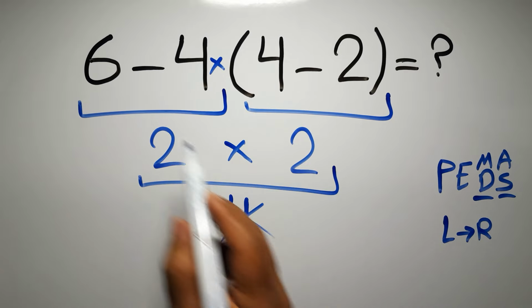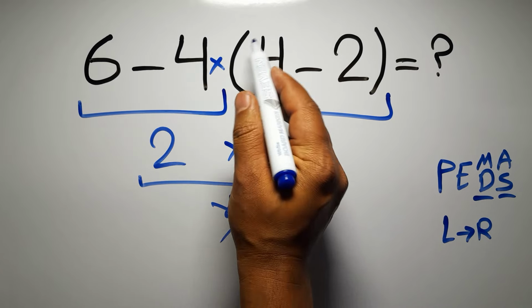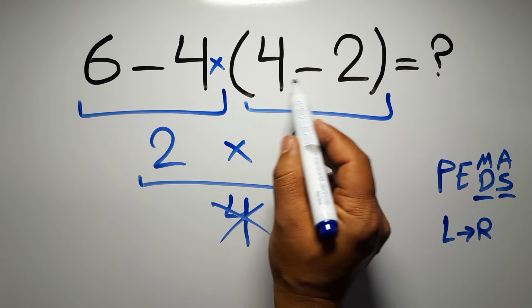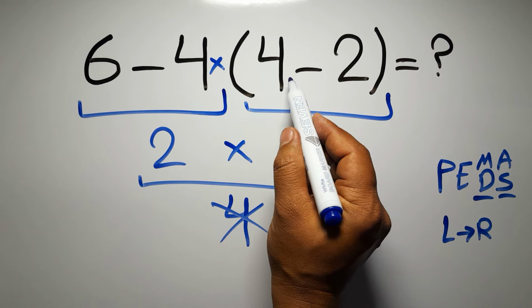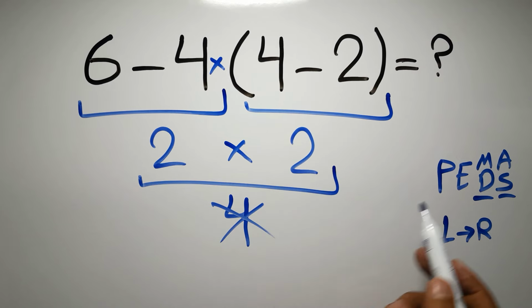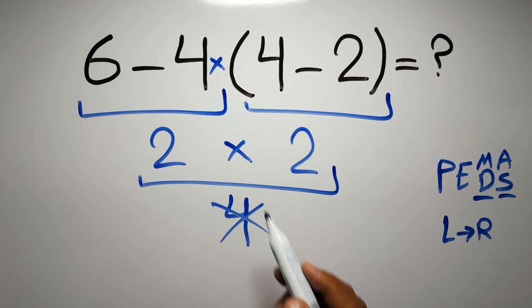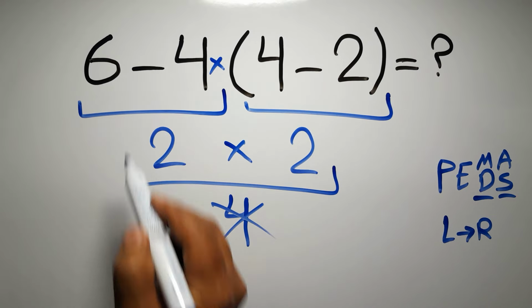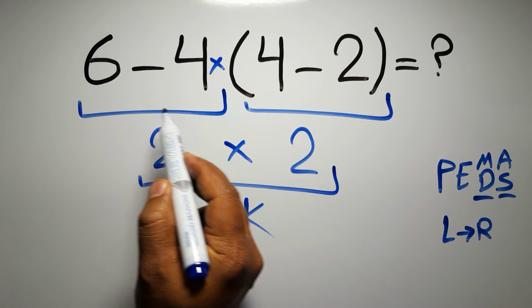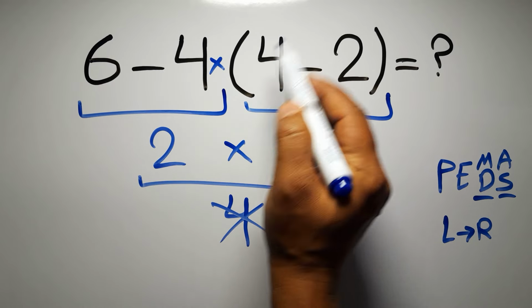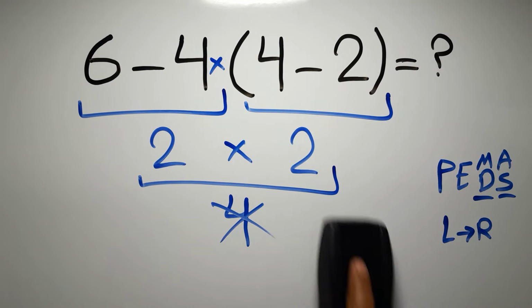In this expression, we have one subtraction, one multiplication, and one parenthesis. Inside this parenthesis, we have one subtraction. So according to the PEMDAS, first we have to do this parenthesis, then this multiplication, and finally this subtraction. If we do this subtraction before this multiplication or this parenthesis, it is wrong.